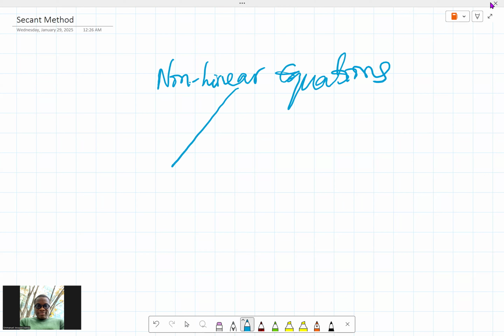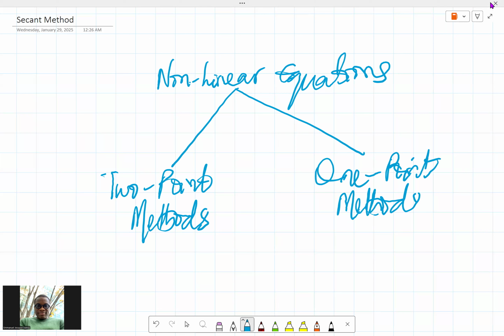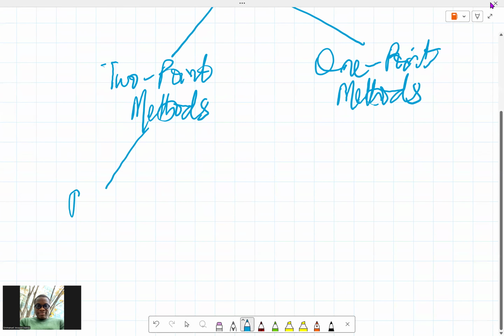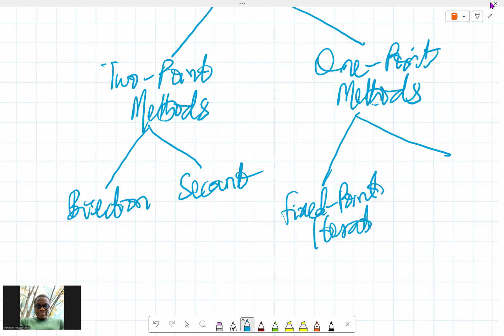We have two broad categories of solution methods. We have the 2 point methods and the 1 point methods. Under the 2 point methods, we have the bisection method and the secant method. Under the 1 point methods, we have what we call the fixed point iteration method, and then we have Newton-Raphson.